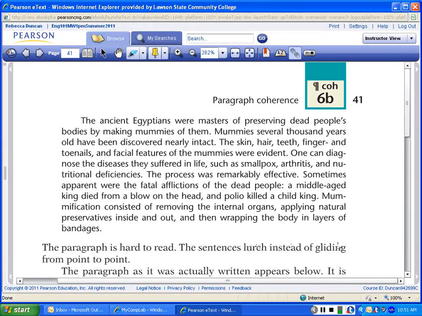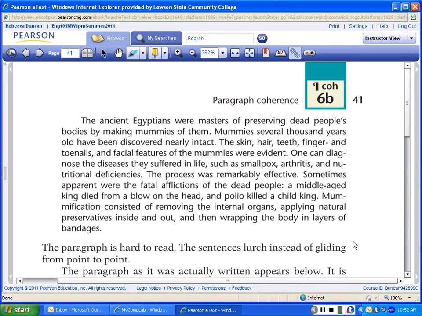The ancient Egyptians were masters of preserving dead people's bodies by making mummies of them. There's our topic sentence. Mummies several thousand years old have been discovered nearly intact. The skin, hair, teeth, finger and toenails, and facial features of the mummies were evident. One can diagnose the diseases they suffered in life, such as smallpox, arthritis, and nutritional deficiencies. The process was remarkably effective. Now, already right there, I'm not sure which process they're referring to: the process of diagnosis, the process of discovering the mummies, or the process of making mummies.